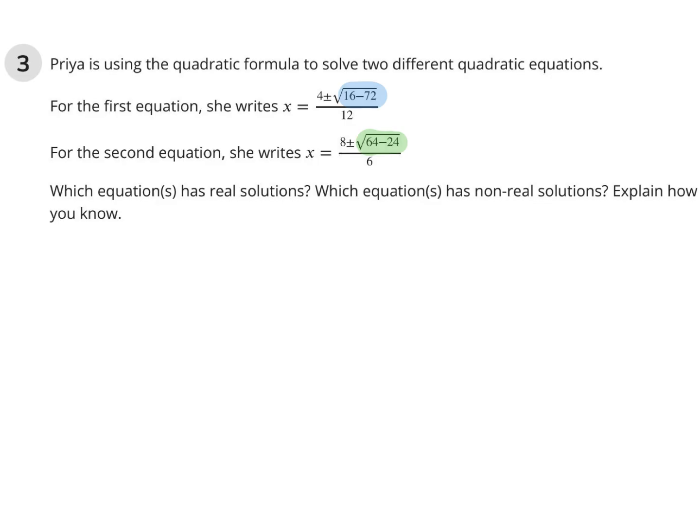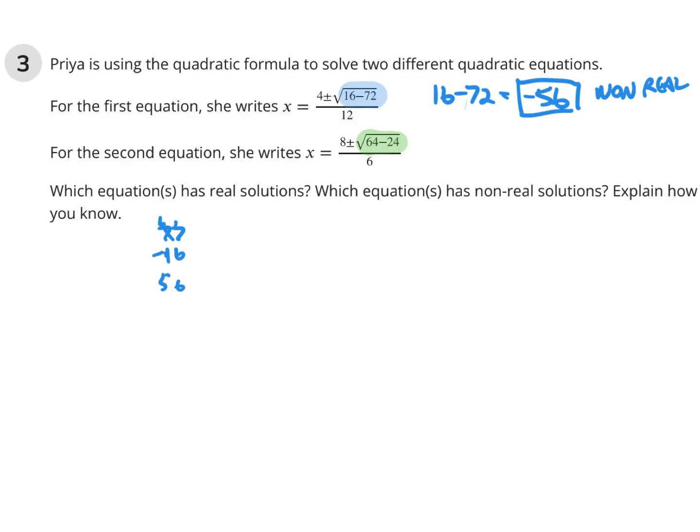If I do 16 minus 72, I get a negative number. 72 minus 16 is 56. It's negative 56. Because I get a negative under my radicand, that means this is going to be non-real. I will get two non-real solutions.